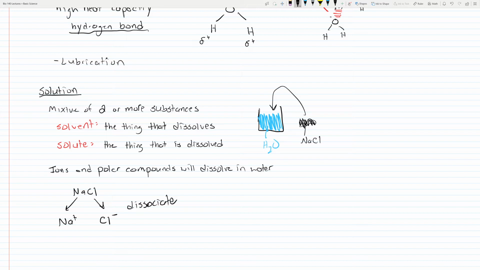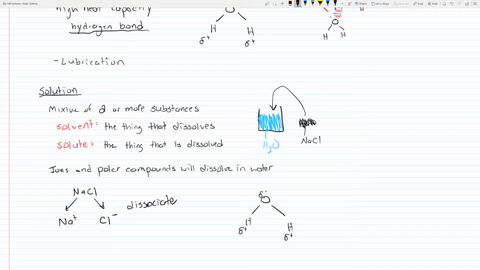Okay, so it's going to go into the positively charged cation. Sodium is the positively charged cation, and chloride is going to be the negatively charged anion. So they dissociate into their relative ions. And then what's going to happen in water? You've got the oxygen, with the partially negative charge on oxygen, and the partially positive charges on the hydrogen.